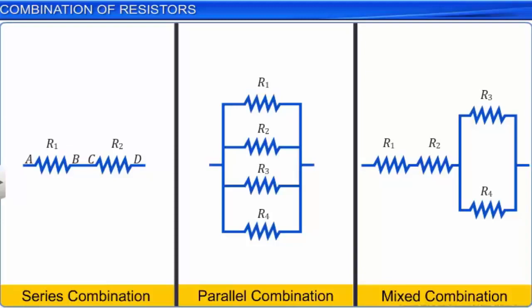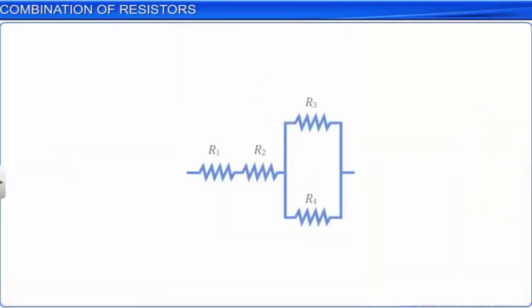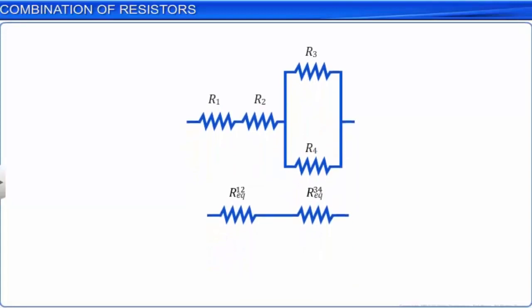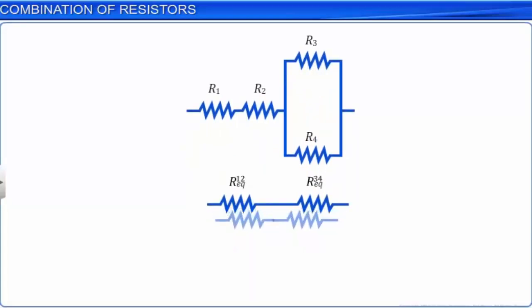Equivalent resistance is the resistance of a single resistor that can replace the given combination of resistors in the circuit without affecting the total current in the combination and the voltage across the combination. Let us now derive equations to find the equivalent resistance of the various types of combinations of resistors.